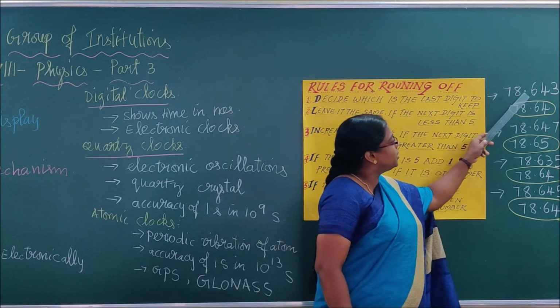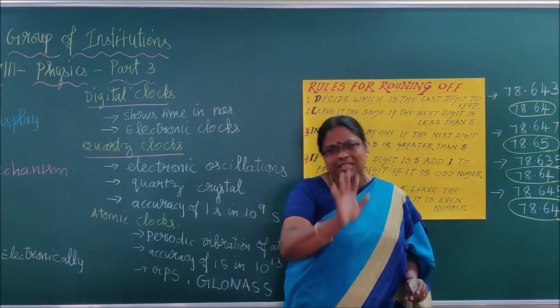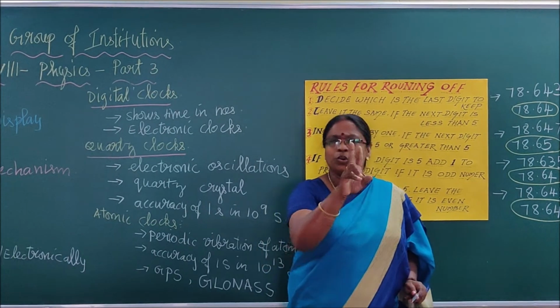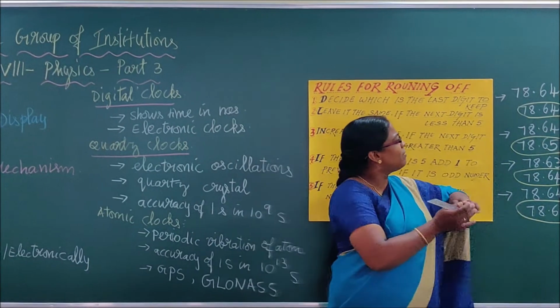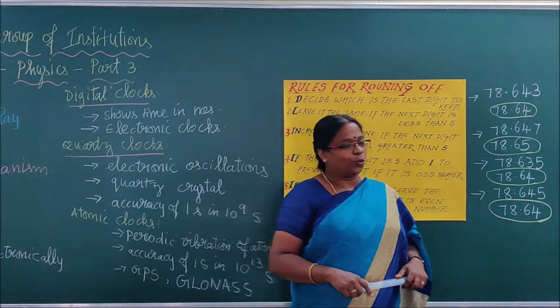Now I have to decide to what decimal part I have to round it. For example, after the decimal point I have 3 numbers here. Example only, I want to round it to 2 decimals. I want to have up to only 2 decimals. So what are the rules I have to follow?